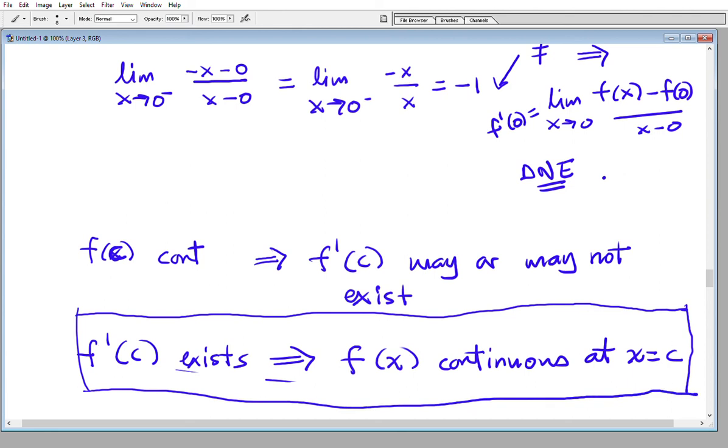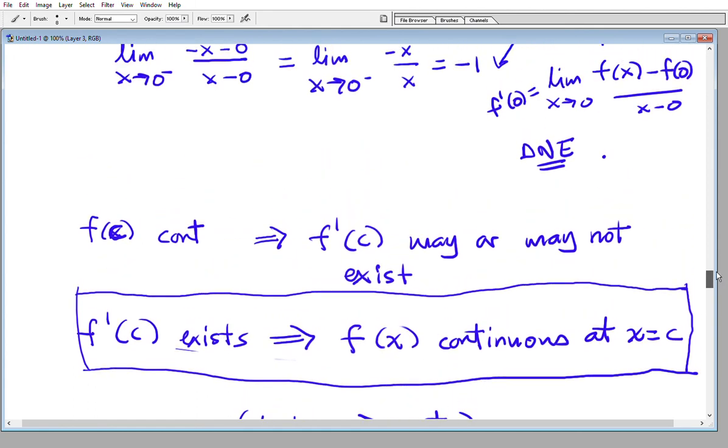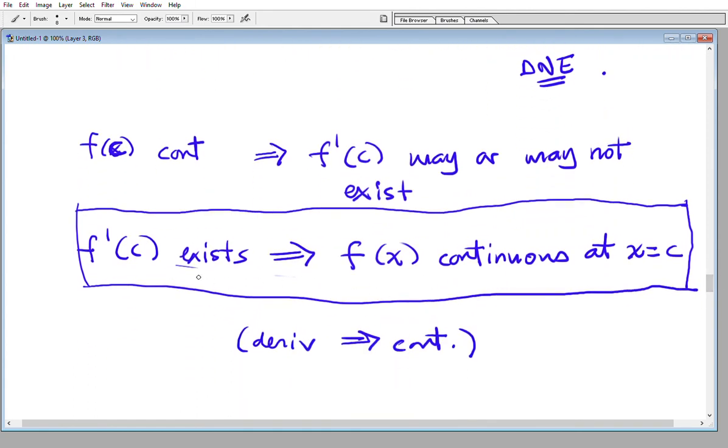Okay, this is the long way of writing it. The short way, the way you should remember it, is derivative implies continuous. But not the other way. The other way is not true. Continuous doesn't imply derivative. Okay, so this we're going to show. We'll show this, that derivative implies continuous.